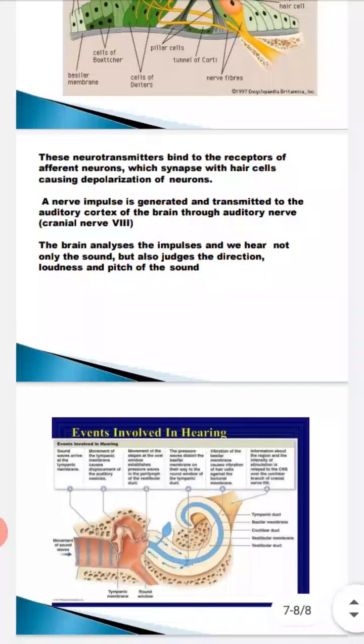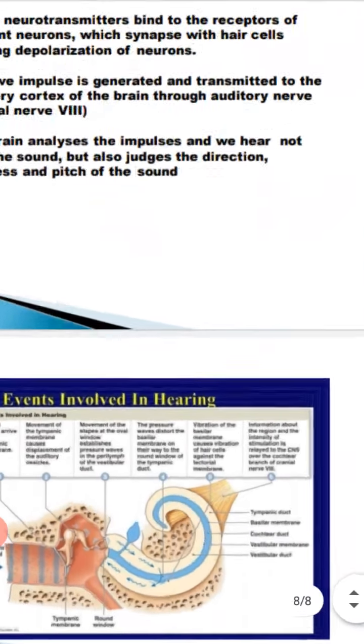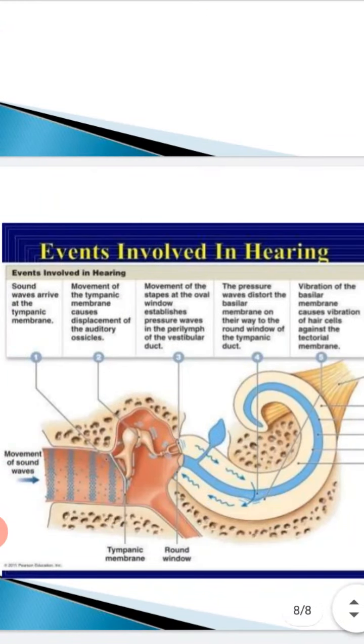In the last, you can see the series of events which are happening here, which I have explained to you, how this is happening, all the involvement, and the various events which are happening here. So I hope you have understood the organ of Corti and the mechanism of hearing.